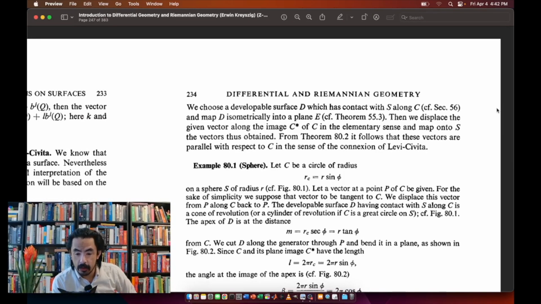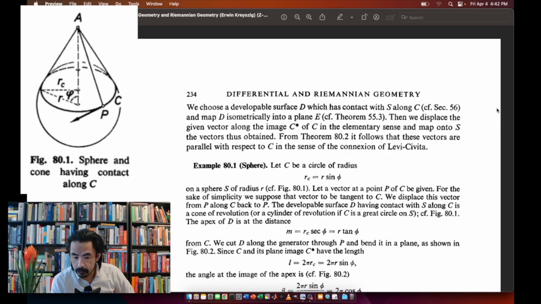Let a vector at a point capital P of capital C be given. For the sake of simplicity, we suppose that vector to be tangent to capital C. We displace this vector from the point capital P along the curve capital C back to the point capital P. The developable surface capital D having contact with S along C is a cone of revolution, or a cylinder of revolution if C is a great circle on S, for which again refer to figure 80.1.